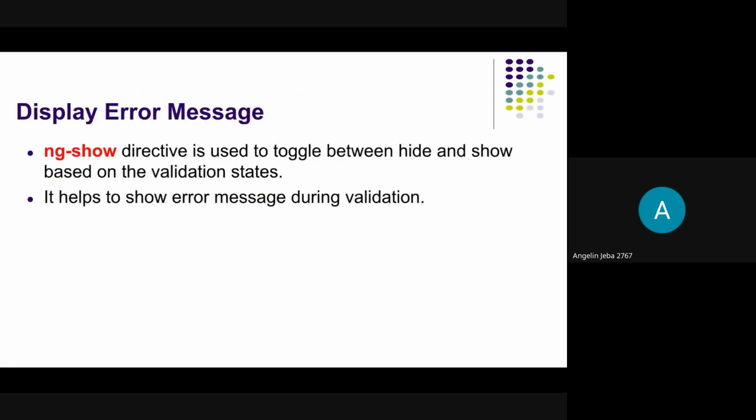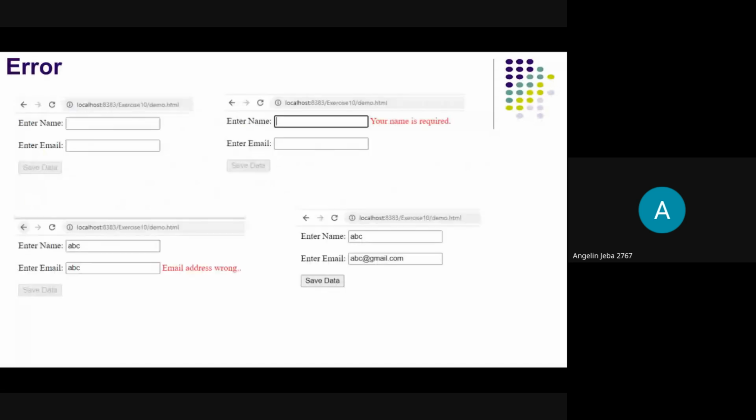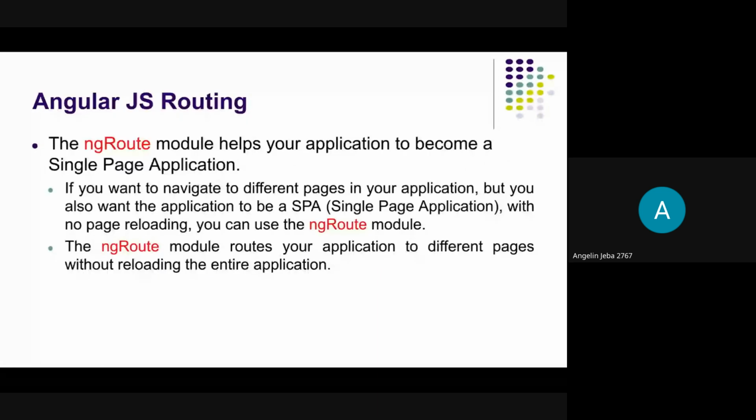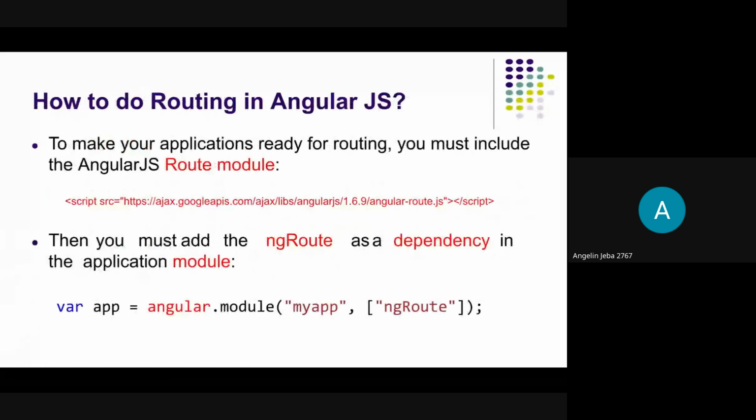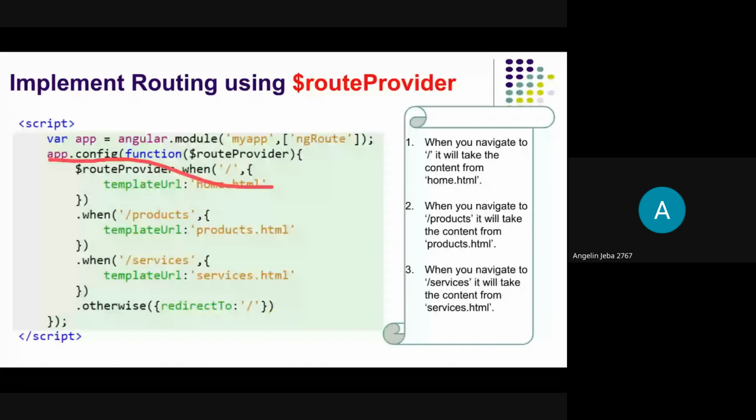We can display the error message through ng-show, which is also a directive used to toggle between hide and show for the validation states. So these are some of the functions. And routing, ngRoute, helps our application become a single page application, with no reloading; the page cannot be reloaded, and it uses the ngRoute module. How to implement it using route provider: in the config, we can have the route provider.